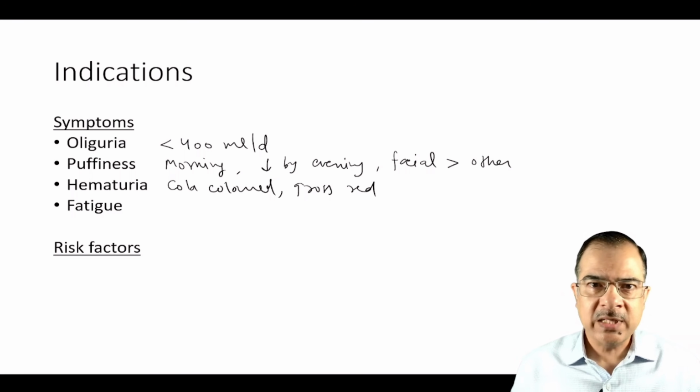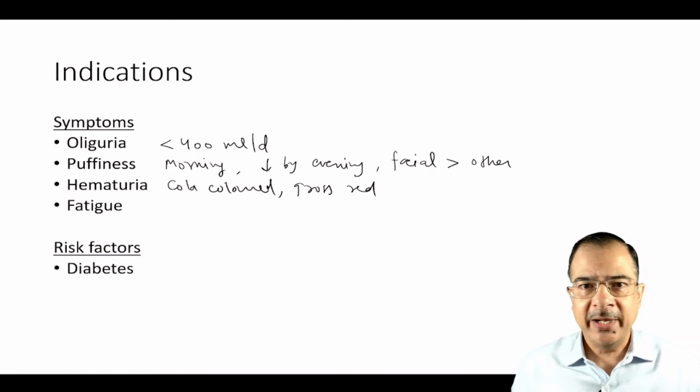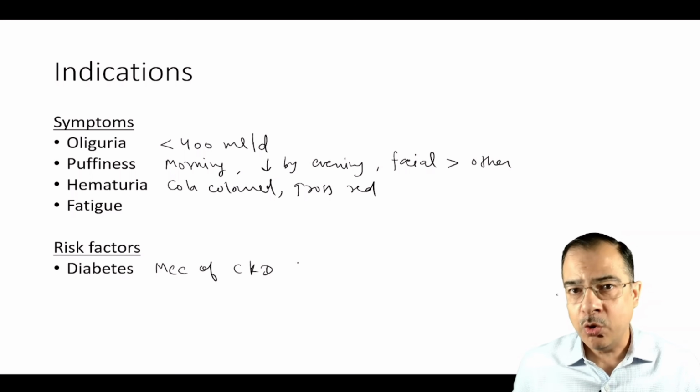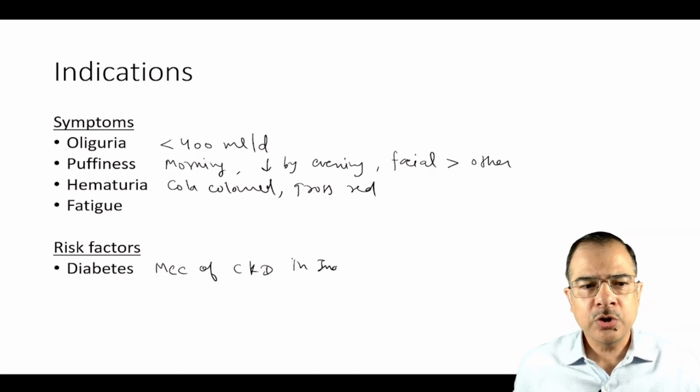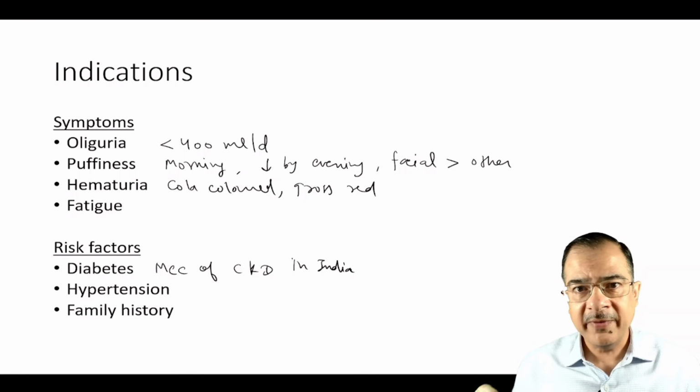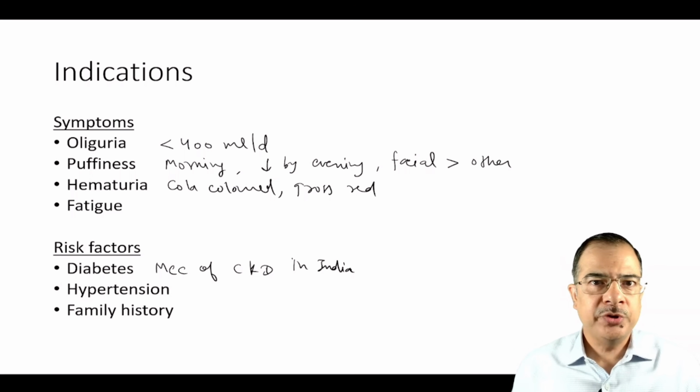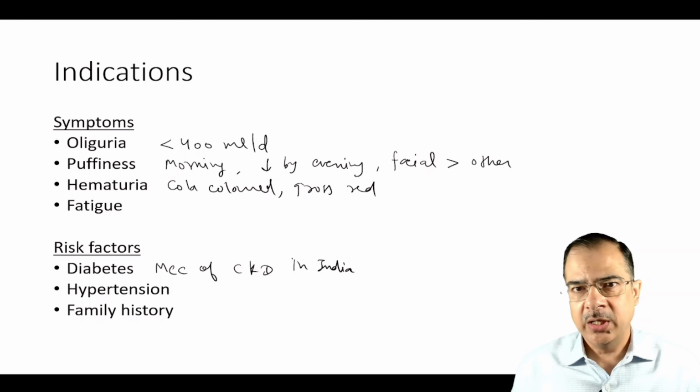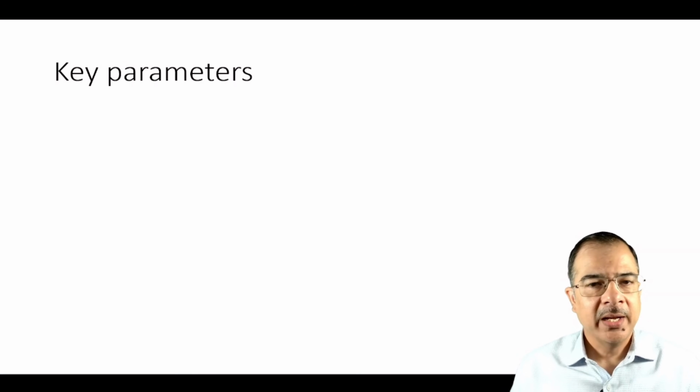Risk factors, always ask for the risk factors for kidney disease. Number one risk factor is diabetes. Diabetes indeed is the most common cause of chronic kidney disease, not only in the world but also in India. Most common cause of CKD is diabetes. History of hypertension, uncontrolled hypertension, and a very important, family history of chronic kidney disease or autosomal dominant polycystic kidney disease. Now the key parameters which we assess are the blood tests.